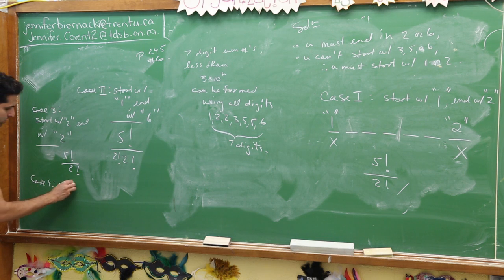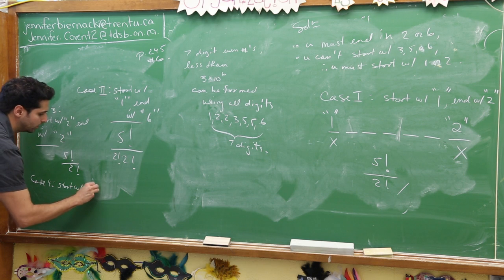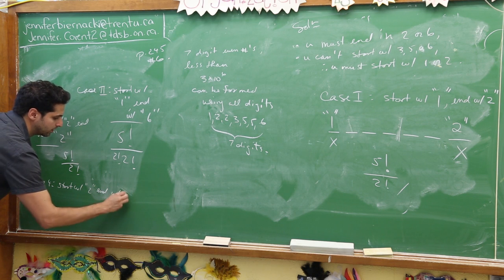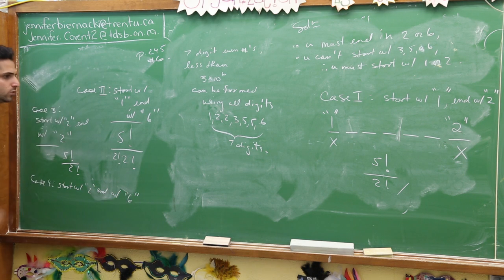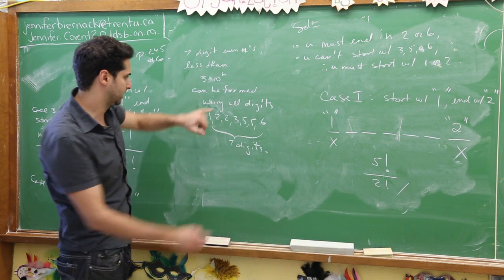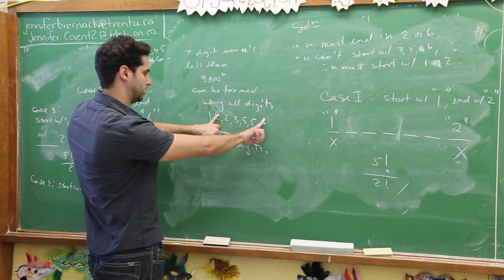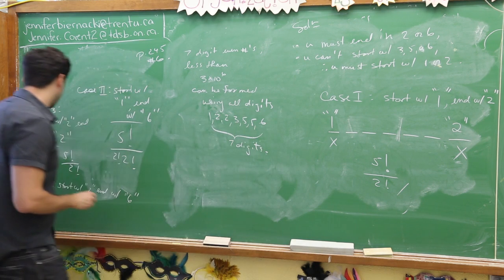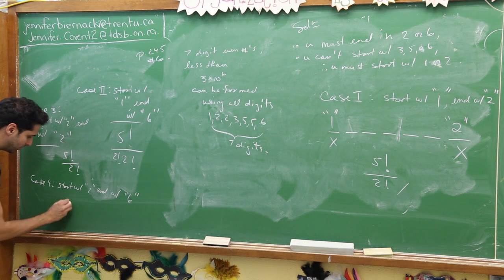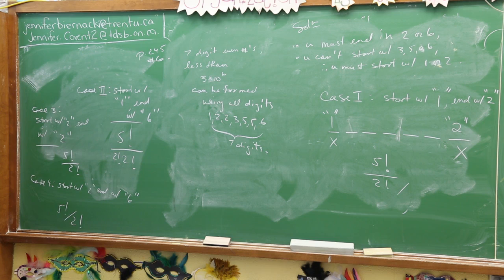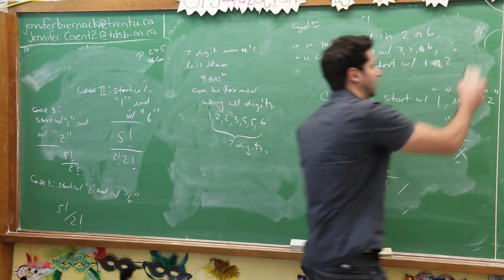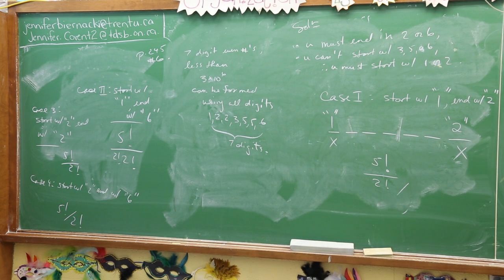It would be start with 2 and with 6. Now if you start with 2 and you end with 6, how many doubles do you have? 1. So you also have 5 factorial over 2 factorial. Do you guys agree with that so far? Yeah. Okay, so I think we have a lot of similarity here, right? Are there any other cases?